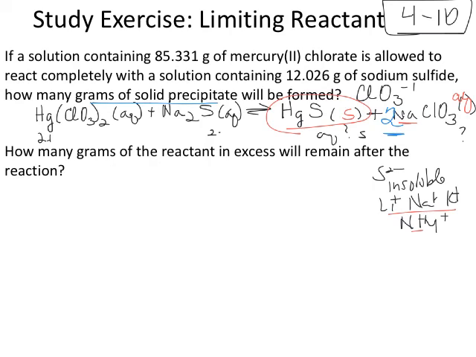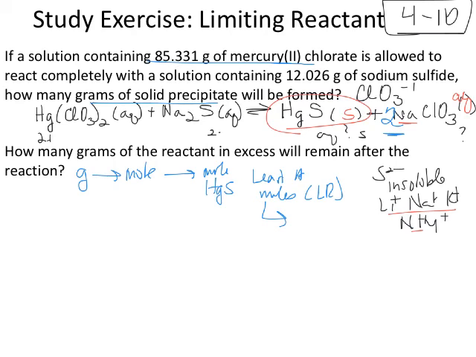Well, we have to figure out which one's our limiting reagent. So for each one of these, we're going to take the grams of the reactant and convert it to moles of the reactant. And then we're going to convert that to moles of the product, mercury sulfide. And we're going to figure out the least number of moles. That's our limiting reagent. And from there, we work from the limiting reagent to figure out grams of product. So we're going to do this with both mercury chlorate and our sodium sulfide. So let's start.